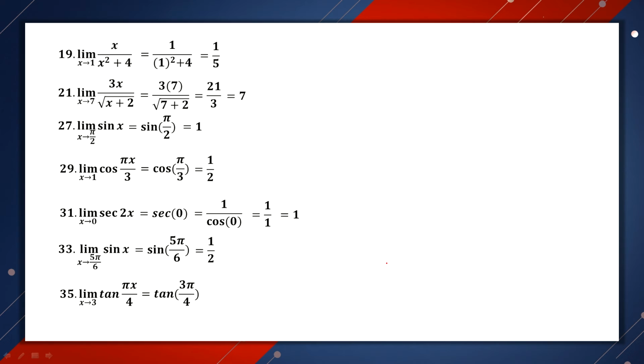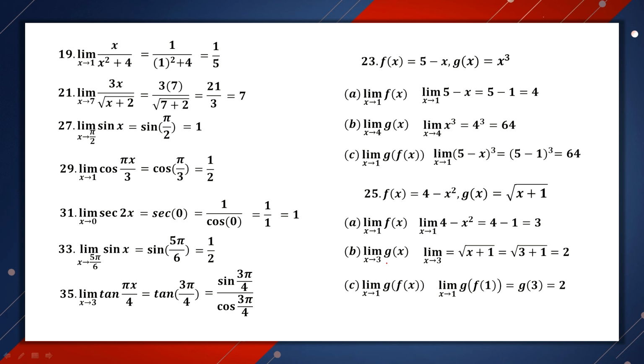And tangent, the limit for this is x to 3, and we get 3 pi on the top and 4 on the denominator. And tangent is equal to sine over cosine, so this is equal to sine 3 pi over 4 over cosine 3 pi over 4. And sine 3 pi over 4 is, and that's maybe the result.